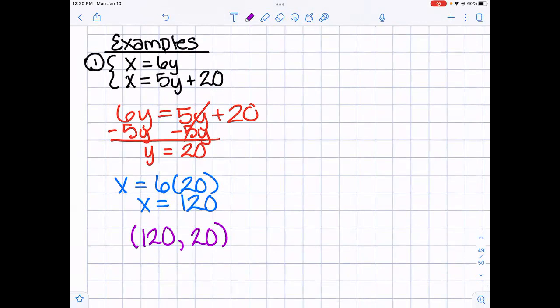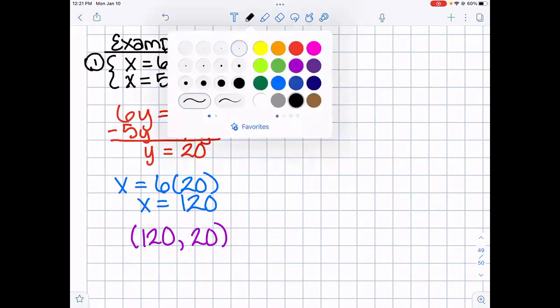Now, would you have wanted to graph this? No, that would have taken forever, right? 120, 20, we don't even have that many squares on our paper. Substitution is much easier when you have larger numbers. Sometimes graphing makes sense because it's little numbers, it's quick, it's easy. Substitution, when the solution is going to be off the graph, this is way easier to do, right? Okay, let's try another one.